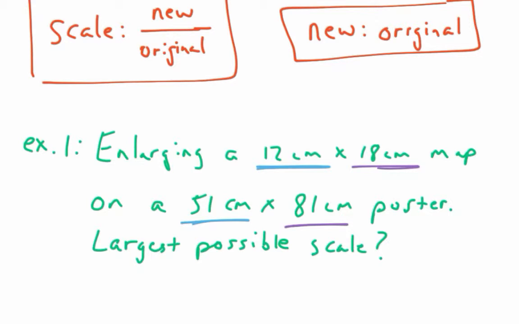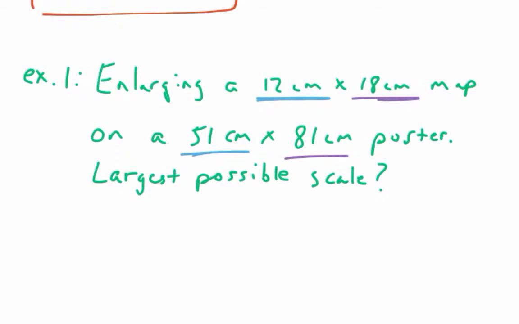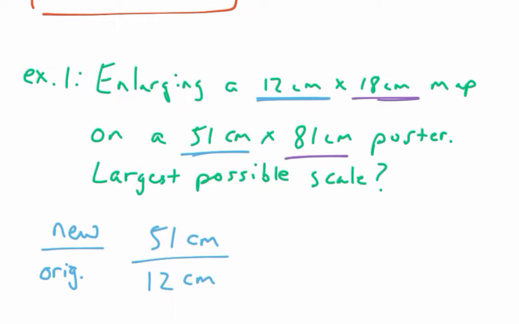So my new size is going to be the 51. I want to rewrite my equation. New divided by the original. Do it that way. So my new size is going to be 51 centimeters divided by 12 centimeters. And for that, it's going to be a lot more helpful if we change that to a unit rate. So I do 51 divided by 12, and I end up with 4.25. And so that's the same as 4.25 divided by 1.